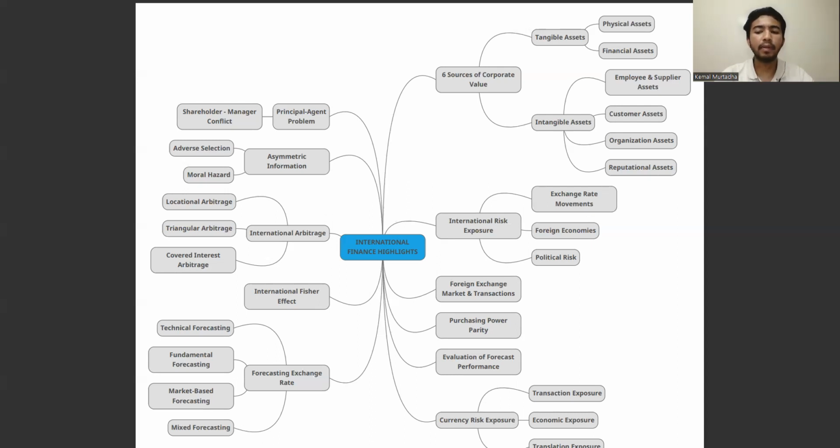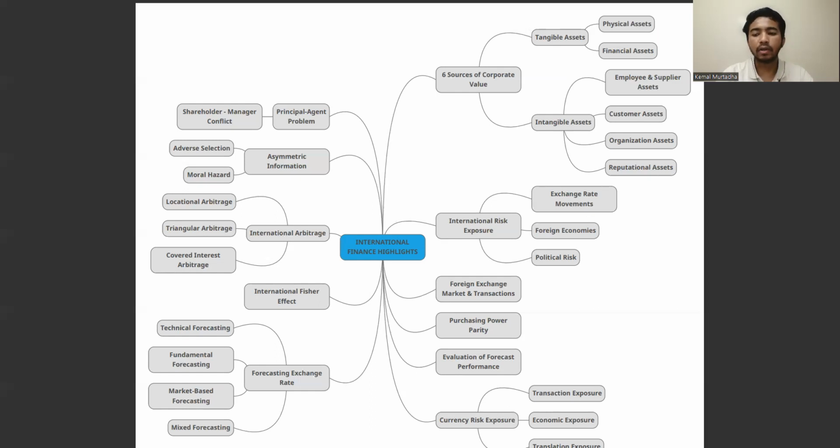Secondly, the principal-agent problem is a conflict in priorities between a person or group and the representative authorized to act on their behalf. An agent may act in a way that is contrary to the best interest of the principal. Thirdly, asymmetric information. In this case, adverse selection and moral hazard are the key points.